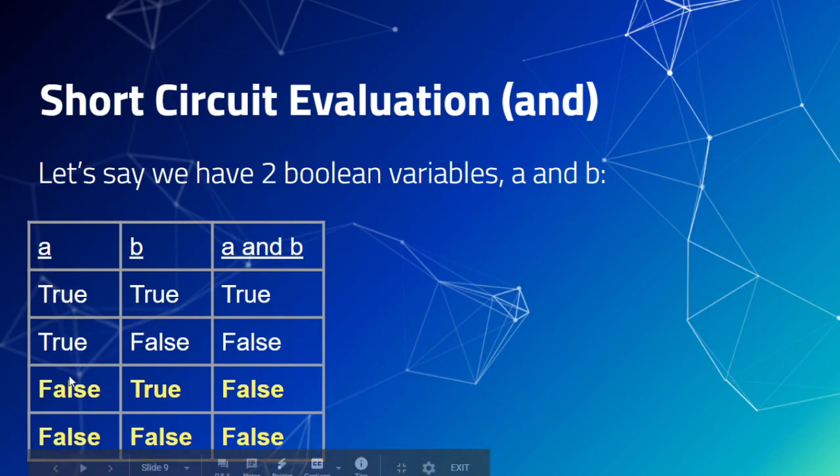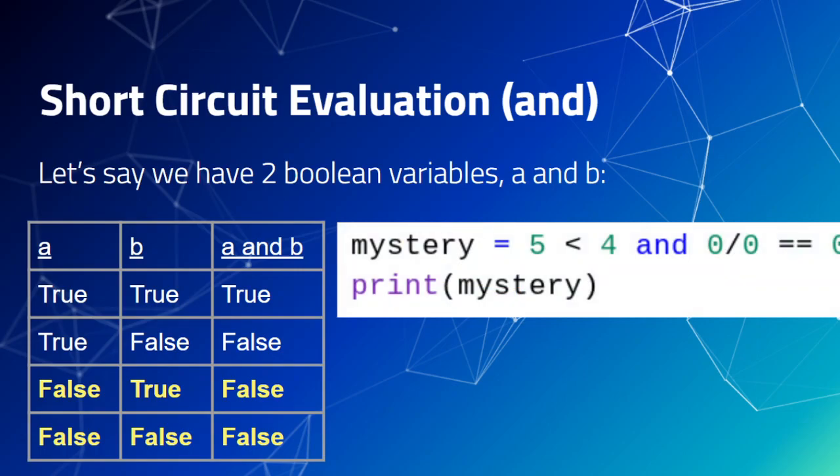But if the first one happens to be false, we know it's not even possible that this is going to be true. So why even bother evaluating the second one? We can just directly conclude the entire thing is going to be false. So that's what computers do. Let's take a look at an example. Before we go over this example, you can predict what you think this will print. Pause the video and resume when you're ready.